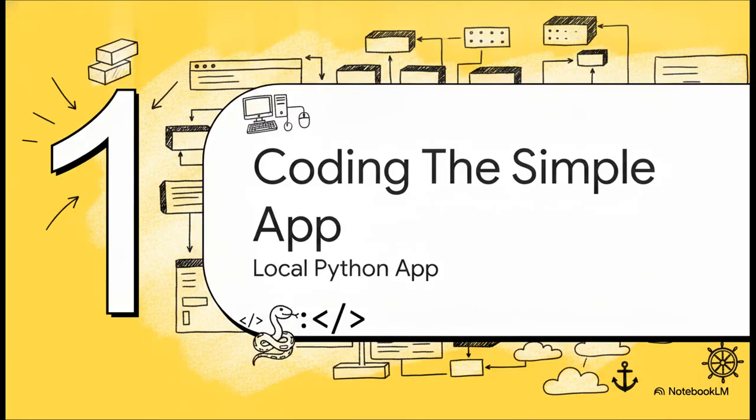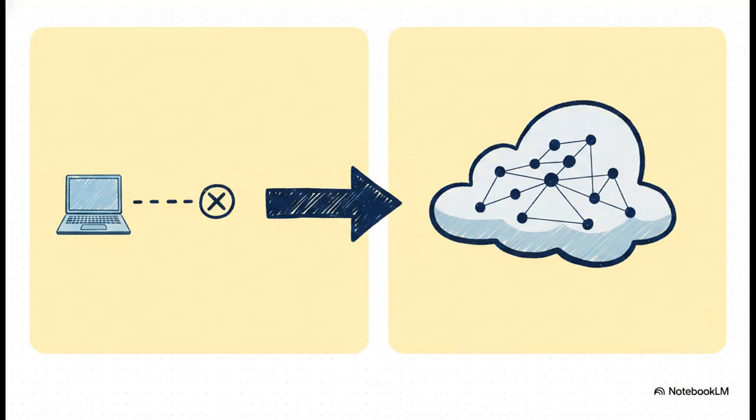All right, let's dive right in with step 1, coding the simple app. So our starting point here is a really basic Python application. It's built with FastAPI and the Uvicorn web server. Now, right now, on your laptop, this runs perfectly fine on localhost port 8000. But if we want to move this into the cloud, we basically have to completely shift how we think about it. We're moving away from that direct local access and preparing for an internal cloud networking setup. Eventually, this whole thing is going to operate on standard port 80.